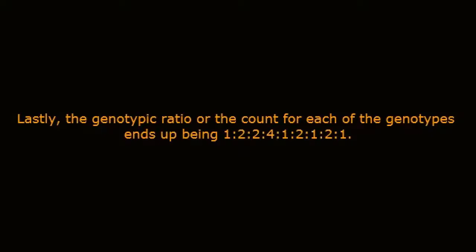So lastly, the genotypic ratio, or the count for each of these genotypes, ends up being 1 to 2 to 2 to 4 to 1 to 2 to 1 to 2 to 1.